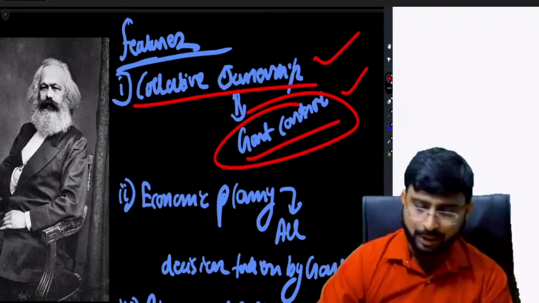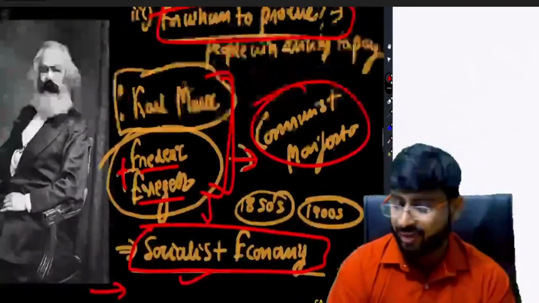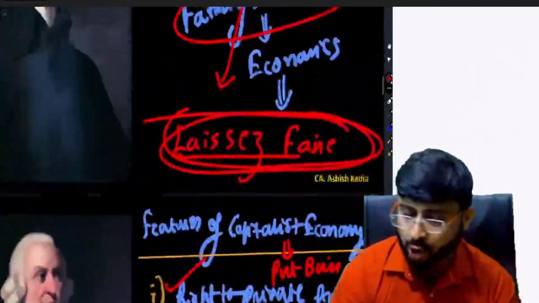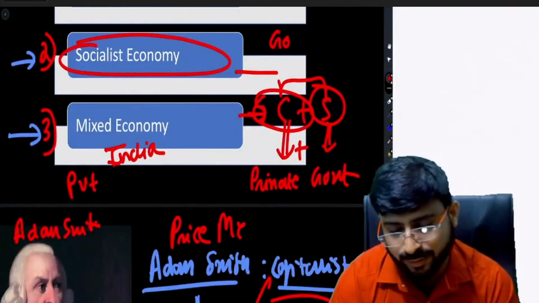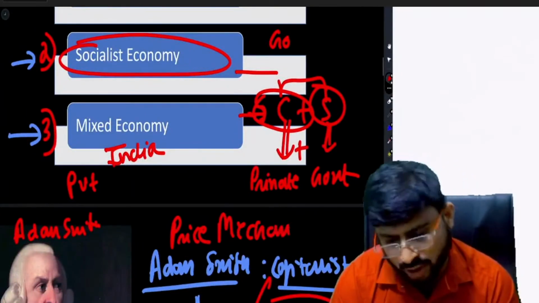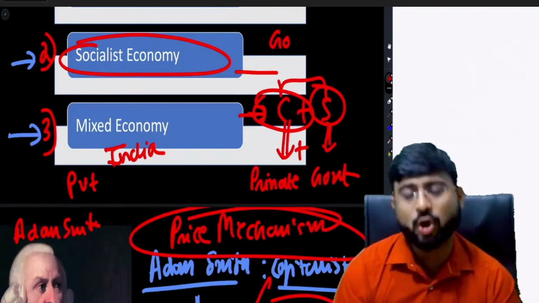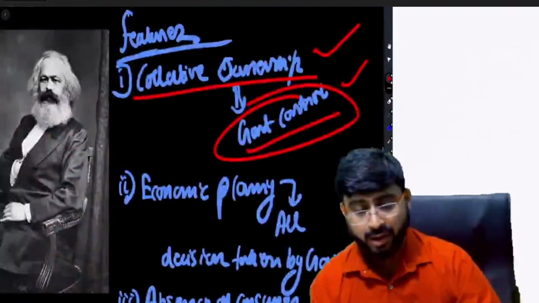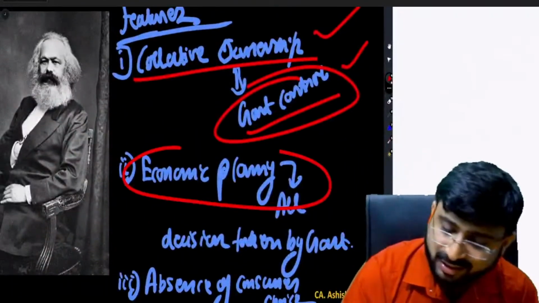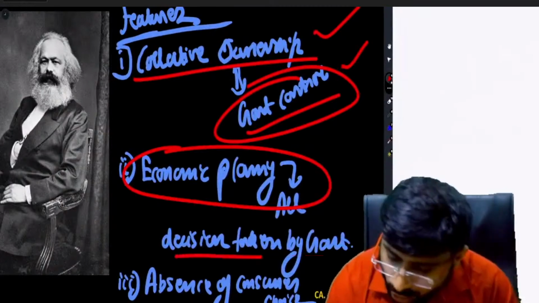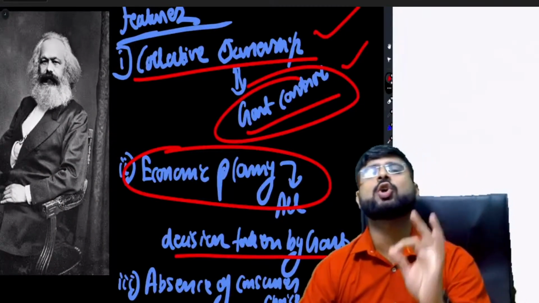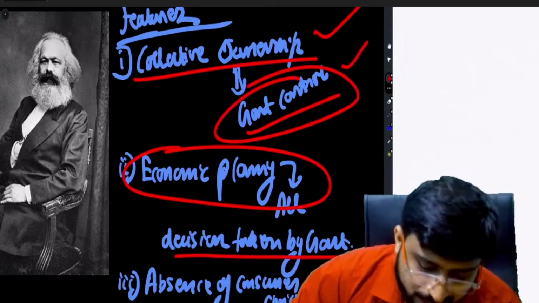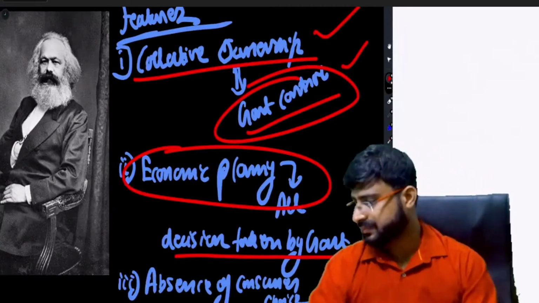Number two, one interesting thing about capitalist economy I will be explaining to you is that in a capitalist economy, there is something called the price mechanism. I have kept it for later on, we will discuss. What is price mechanism? I will discuss. In a socialist economy, there is economic planning. That is, all decisions are taken by government. Sir, what is economic planning? In a socialist economy, all decisions are taken by government. That is what economic planning means.